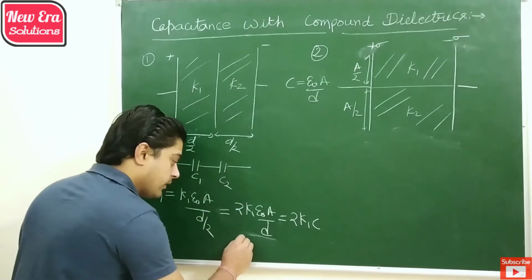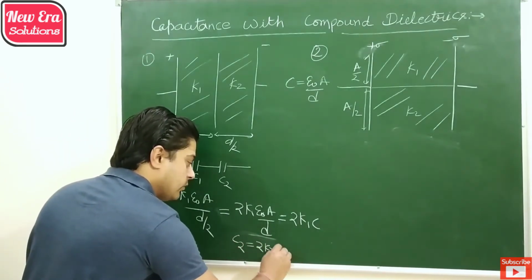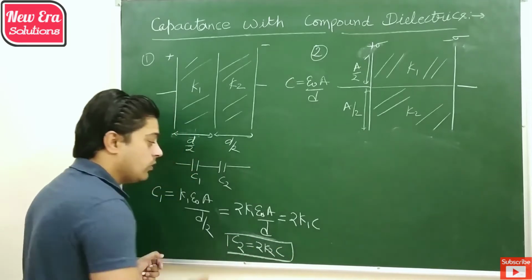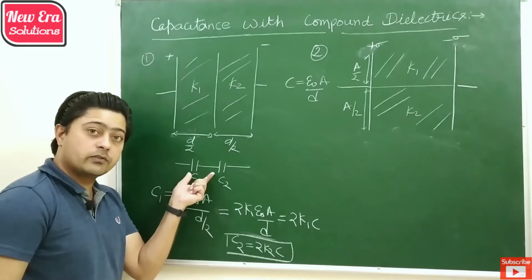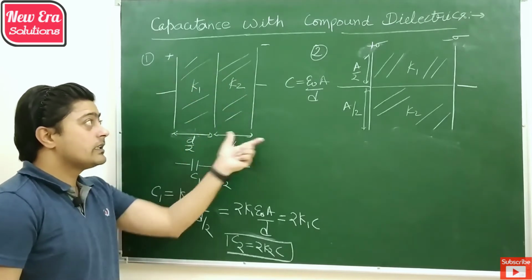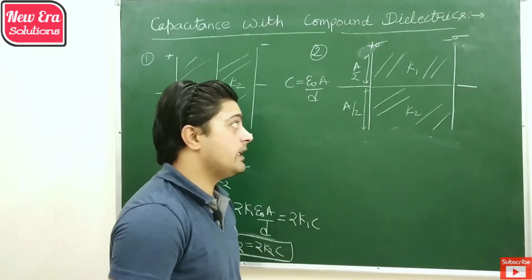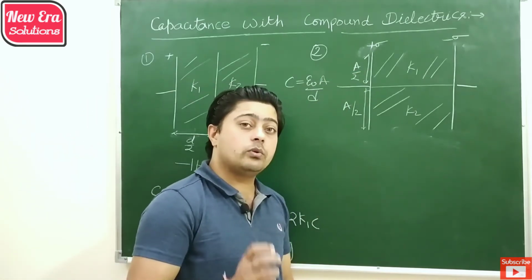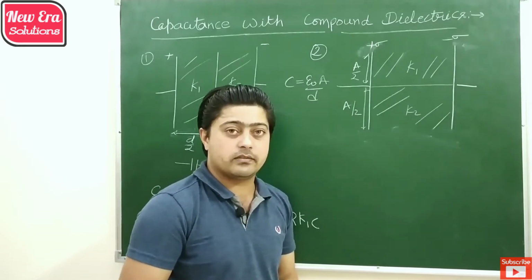Similarly, if you want to calculate the capacitance of the second capacitor, we get 2K2 into C. So by putting these two values in the formula of series combination, we can calculate the total capacitance of the capacitor.